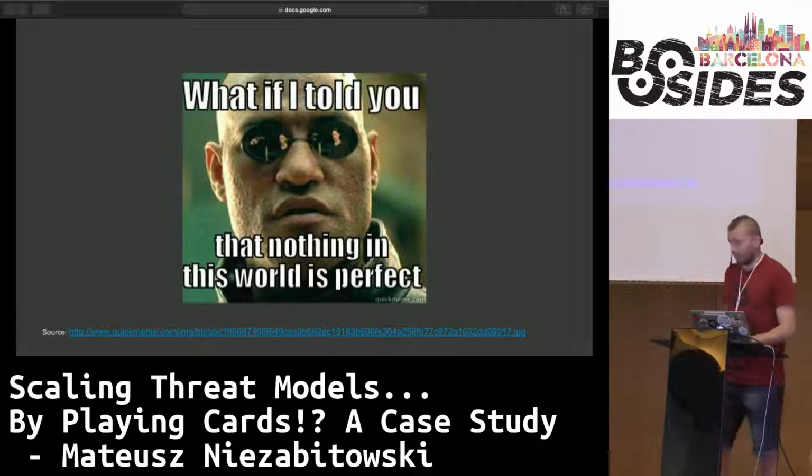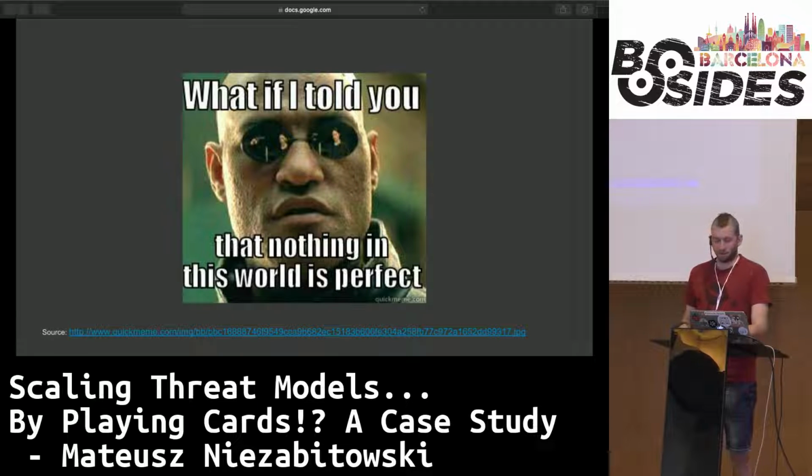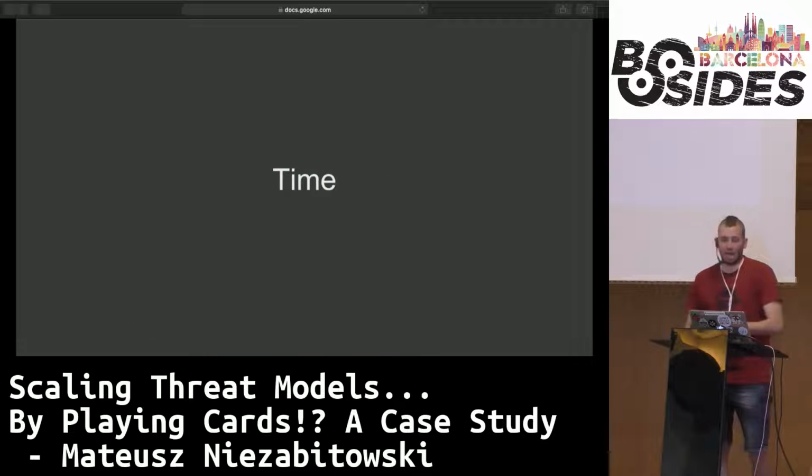Yeah, but as I said, nothing is perfect. So there are three biggest problems I see with threat modeling in general, and in particular with Cornucopia and Elevation of Privilege. The first of them is time. Threat modeling takes a lot of time.